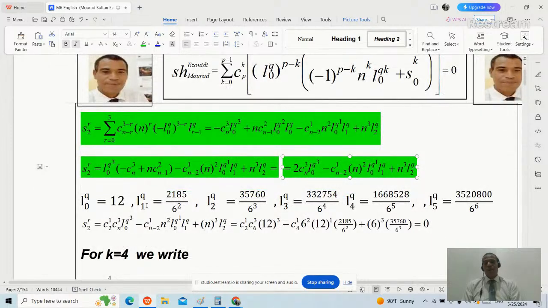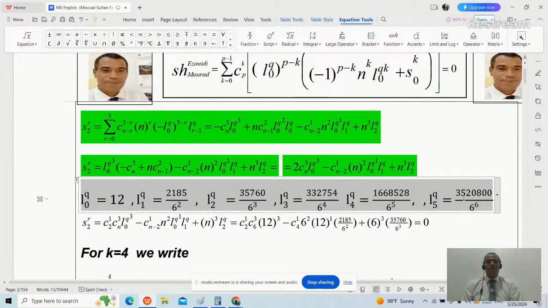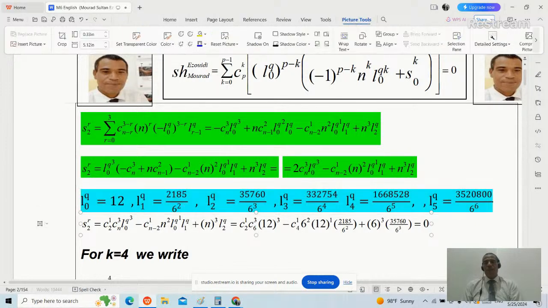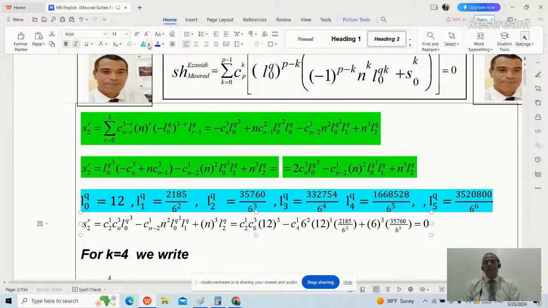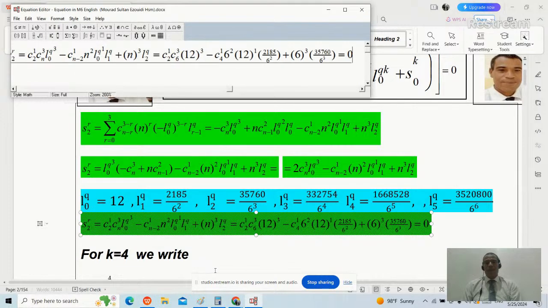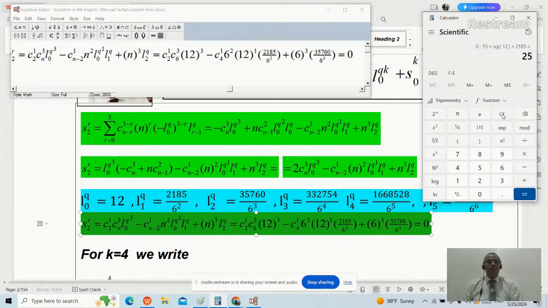Now, I'll just calculate this, learners. I will substitute for L0, L1, and L2 their own values in the formula. I'm going to continue explaining. I will use the formula now, and I will use my calculator.